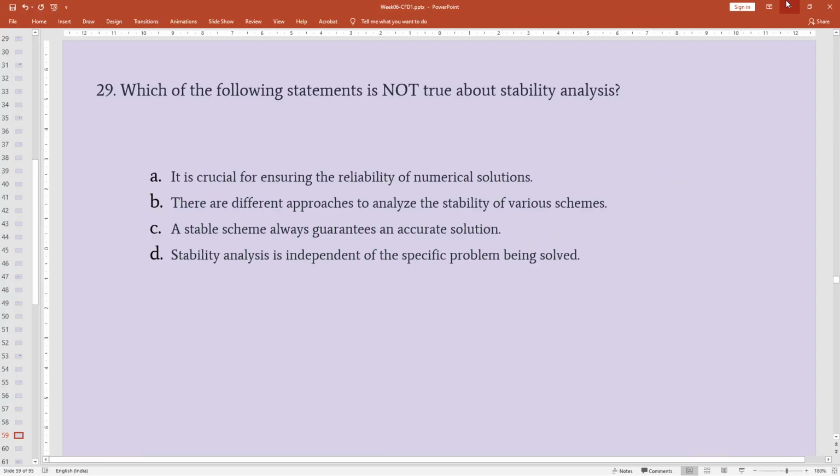Yes, you are right. Our answer is option C. I think we have seen this at least thrice in our session today: a stable scheme does not always guarantee an accurate solution. So it is not true about stability analysis. Apart from that, all other options are viable.